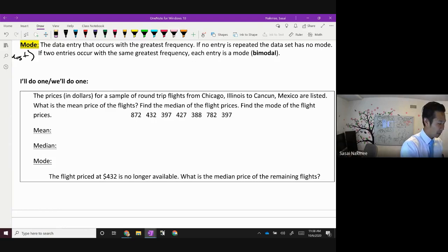So these are the previous prices. I have here $872, $432. These are all in dollars, right? This is how much it costs to fly round trip from Chicago to Cancun, Mexico. Right? So we're going to find the mean, the median, and the mode of this right here. Okay?